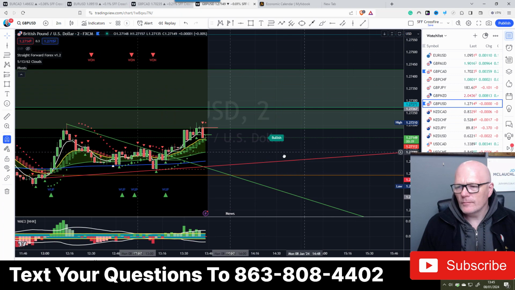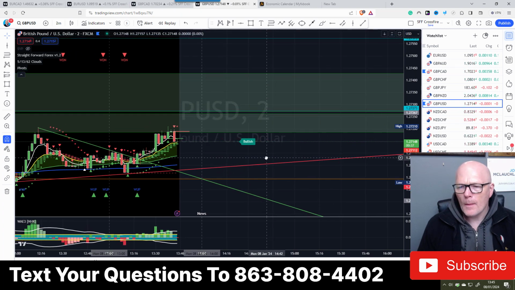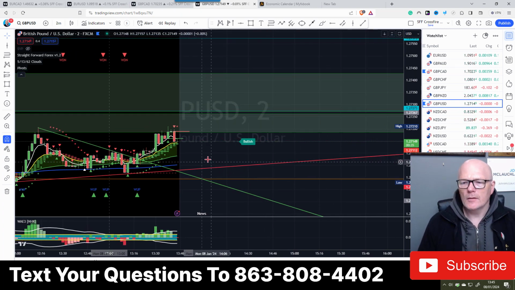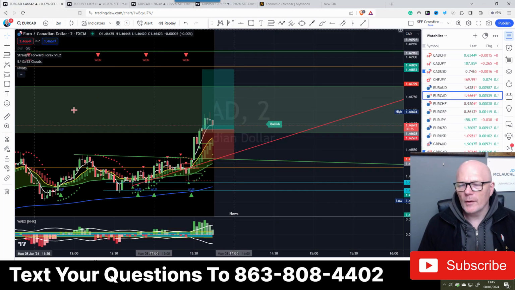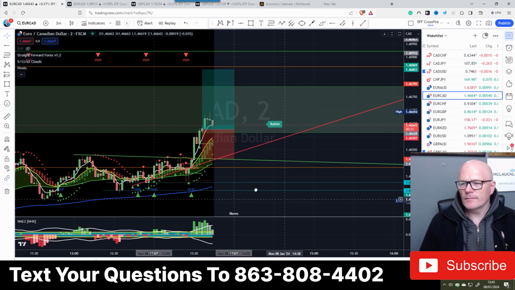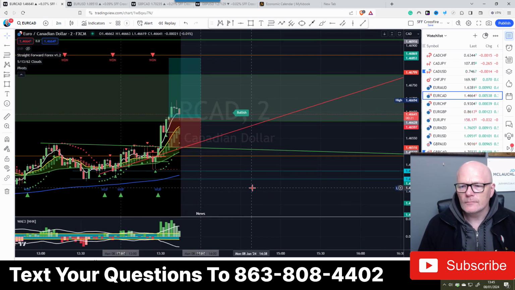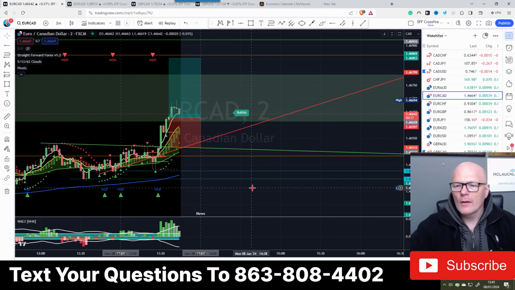GU. Kind of nothing really happening with that one. Again, it went up to the same area. This is an area of resistance. It's resisted and it's bounced off. Again, we've just got to react to what happens.